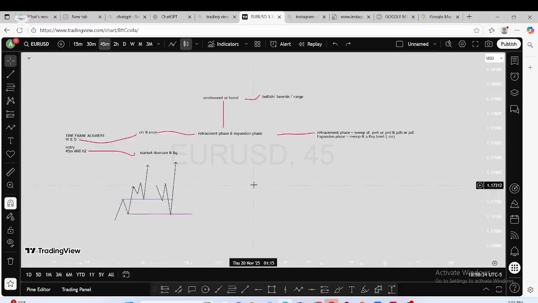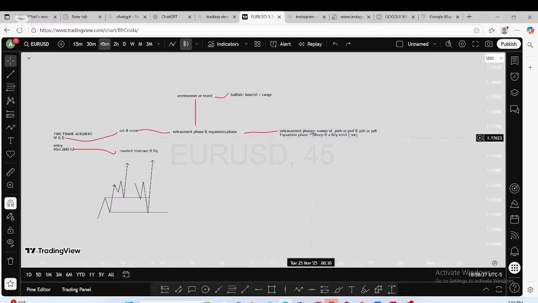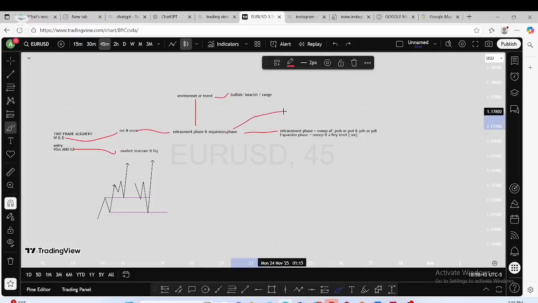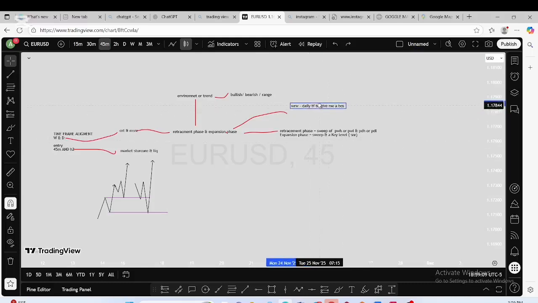And there's something I need to explain to you again. I forgot. On this retracement and expansion move also, what I look for is weekly rejects weekly. If I have weekly rejects weekly, I look for my daily time frame to give me a break of structure. That's another thing I look for. We combine everything together on the chart.